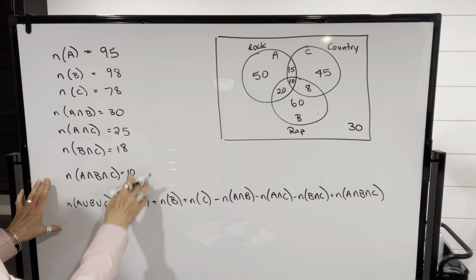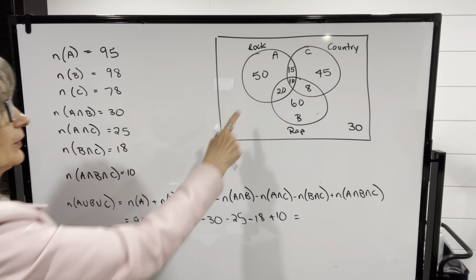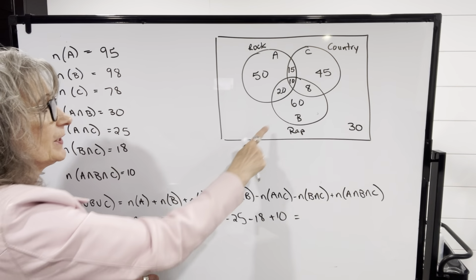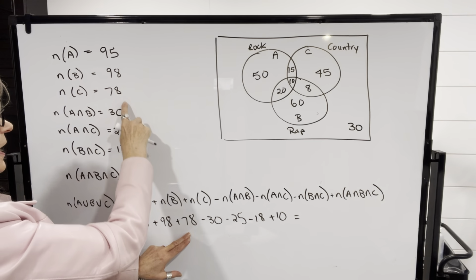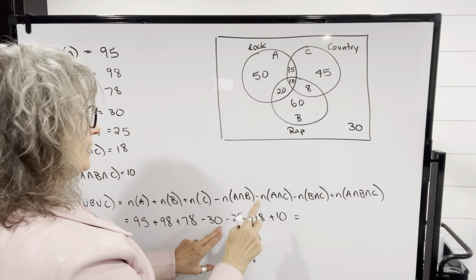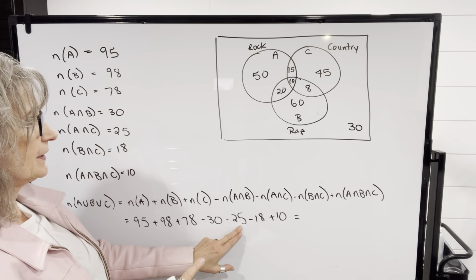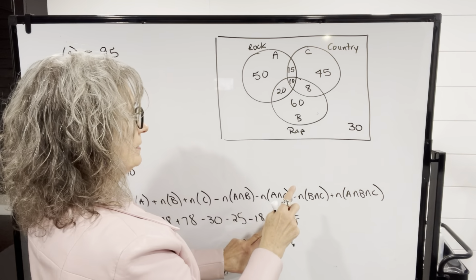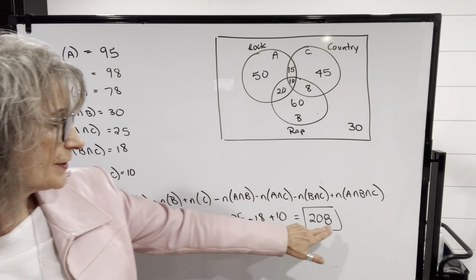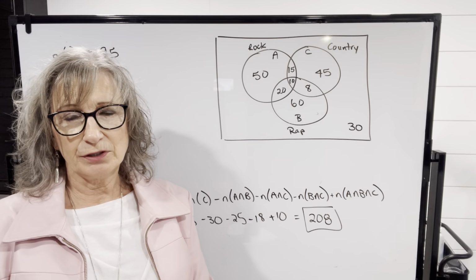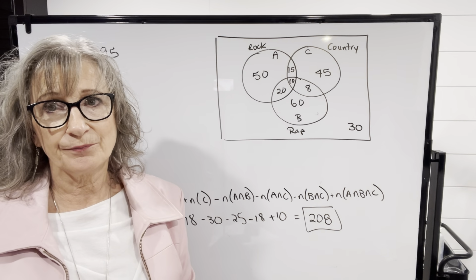So using the formula and the information that was given, I can plug into my formula. So the number of category A is 95, the number in category B is 98, the number in category C is 78. I subtract the intersection of A and B, which is 30. I subtract the intersection of A and C, which is 25. I subtract the intersection of B and C, which is 18. And then I add the intersection of all 3. When I do the calculations, I get 208. That's the union of people, or the number of people that like one or more of these styles of music.